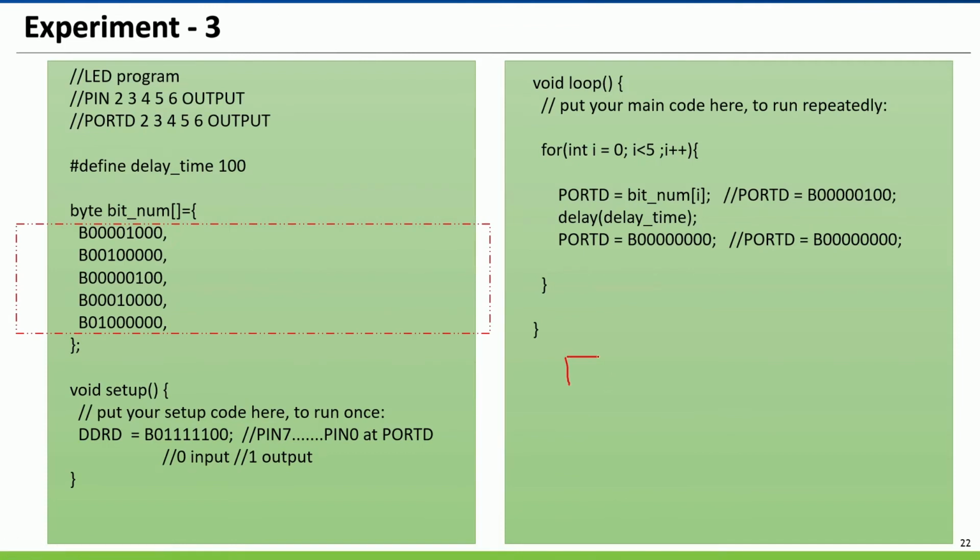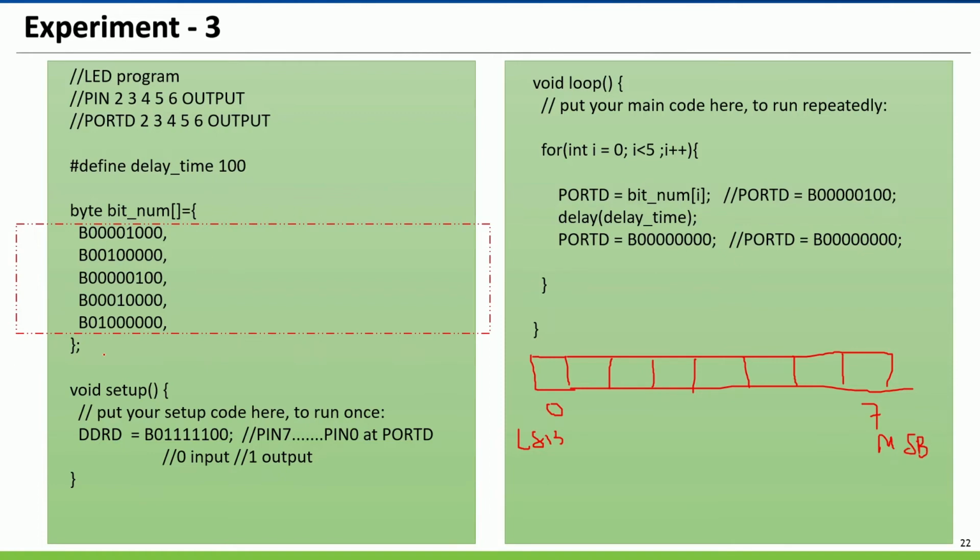This one is the port on Arduino. One, 2, 3, 4, 5, 6, 7, 8. This one is pin 0. This one is pin 7. This one is LSB. This one is MSB.